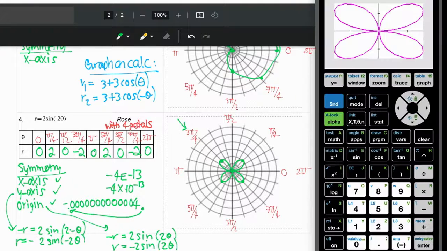All right, so hopefully you have enjoyed creating some polar graphs, and maybe try some of these on your own and try to manipulate some of the numbers and see what kind of graphs you come up with.